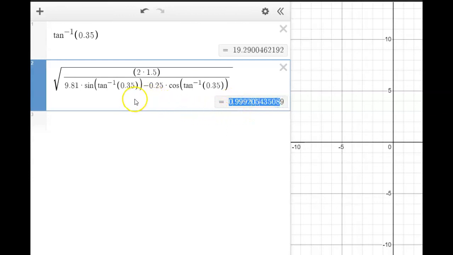So we got to think, is that reasonable? 1 second to travel 1.5 meters. You know, that's in the ballpark. Seems like it could happen. And that would be a good answer.